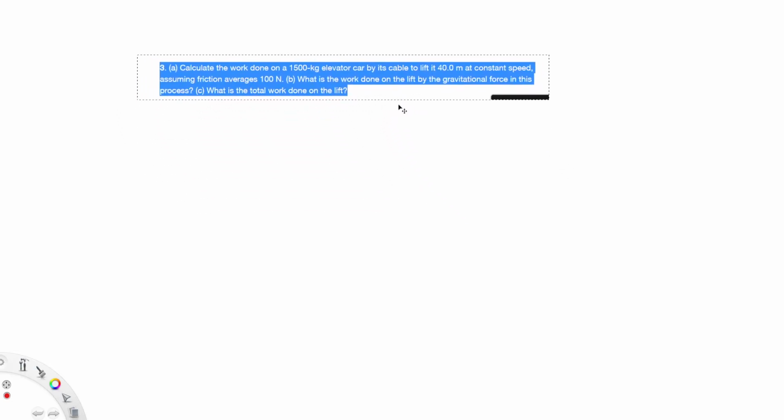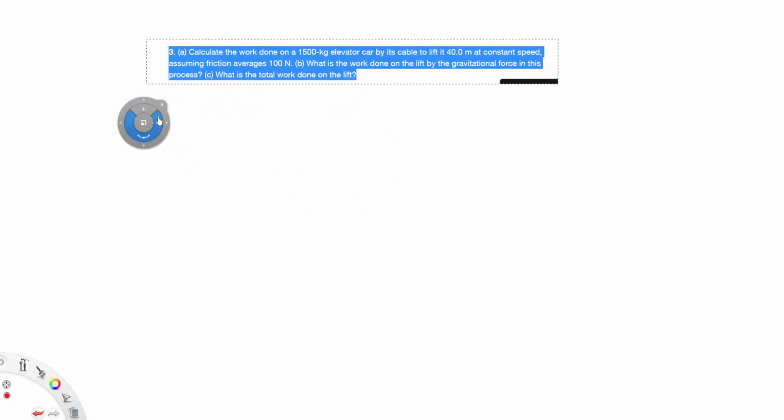All right, so number 3 from chapter 7. This is the calculate the work done on an elevator car question. All right, so this is a good place to start.